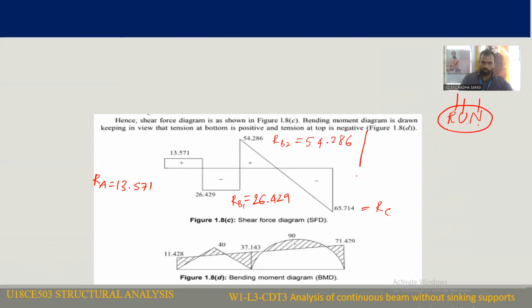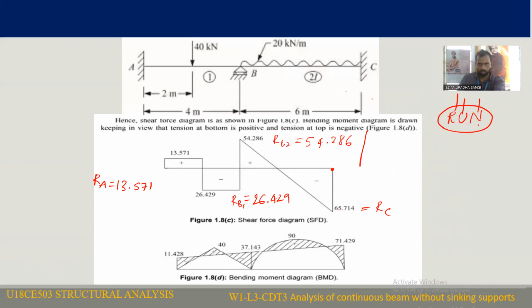I want to draw the shear force diagram from right to left. So what is the value at C? At C we have reaction RC. If you go from right to left, from C to A I am moving. At C we have a reaction, and the magnitude of RC is 65.714.